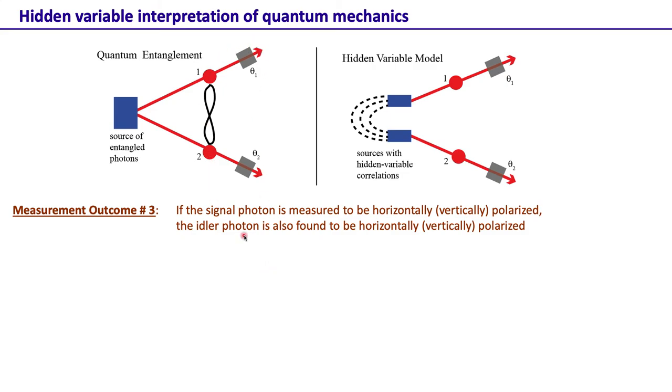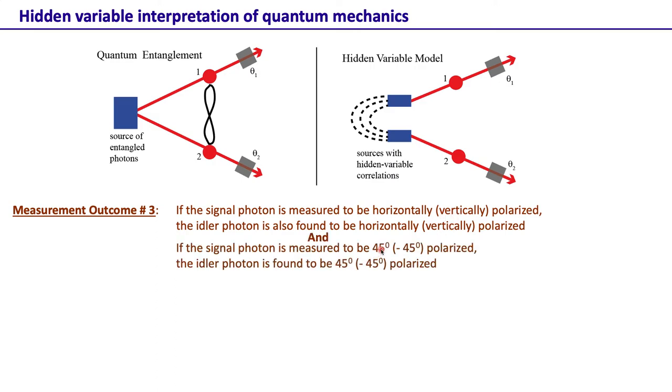Here, an experimentalist reports that whenever the signal photon is found to be horizontally polarized, the idler is horizontally polarized. Whenever signal is vertical, idler is vertical. At the same time, whenever signal is measured to be 45 degree, idler is also found to be 45 degree. And whenever signal is measured to be minus 45 degree, idler is also found to be minus 45 degree.